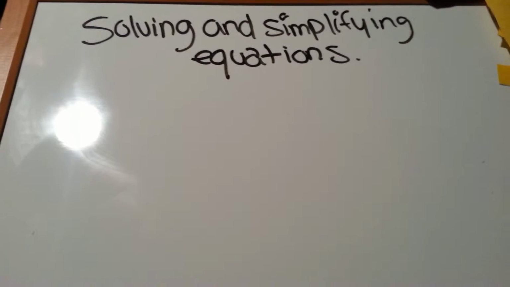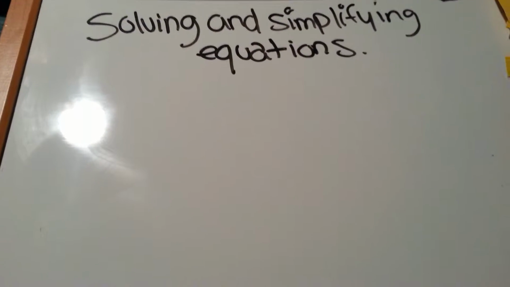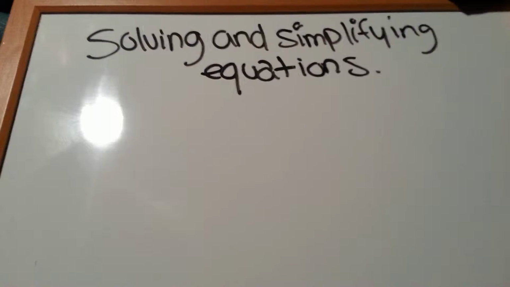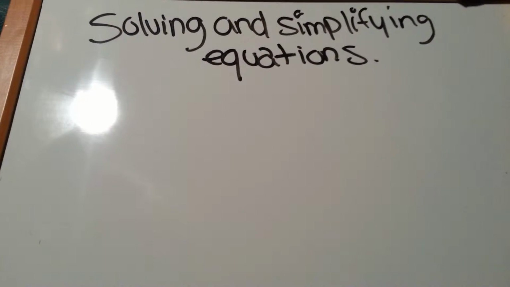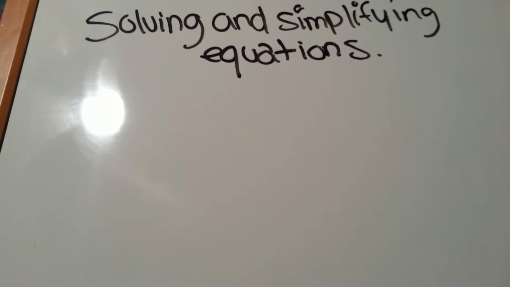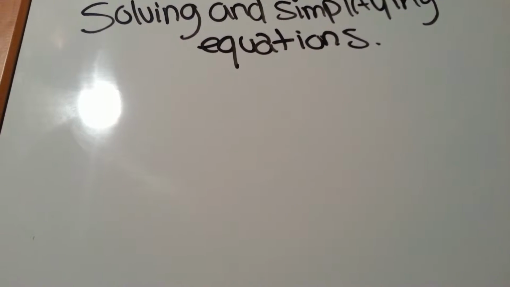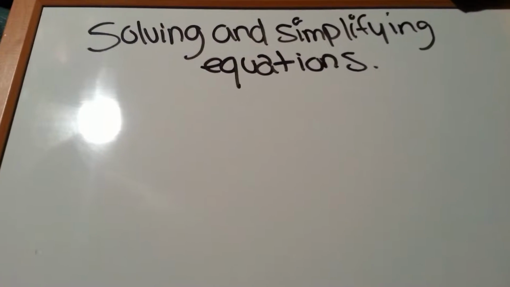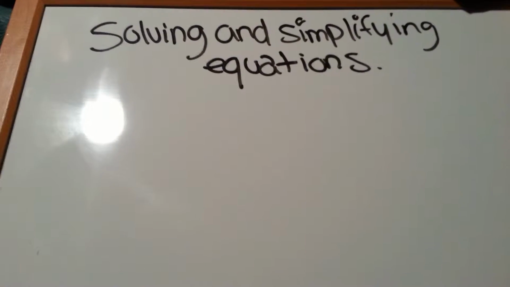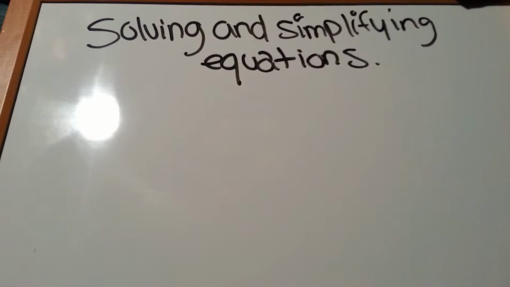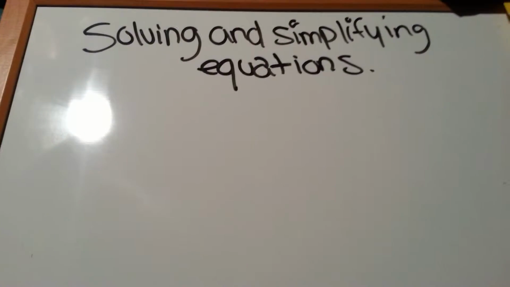Okay, today we are going to try and learn how to solve and simplify equations using these little manipulatives called algebra tiles. You've got a couple of different tiles that represent a couple of different things in an equation. So the first thing we're going to do is go over what tiles we are going to be using and what they represent.